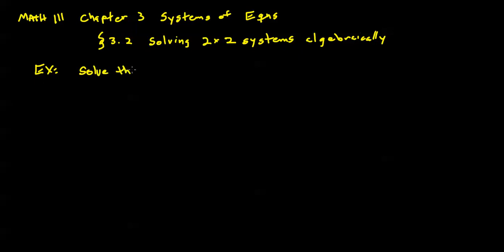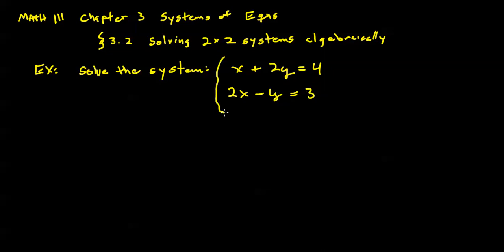Let's say we are tasked with solving the following system of equations. The first equation is x plus 2y equals 4, and the second one is 2x minus y equals 3. Alright, what I'm really asking us to do is solve this system simultaneously. Some books call this technique we're talking about today simultaneous solutions.